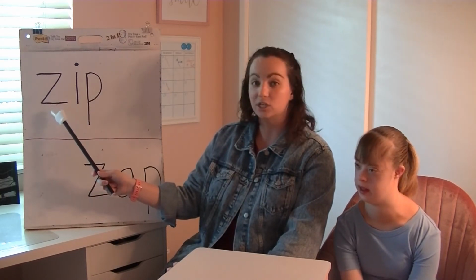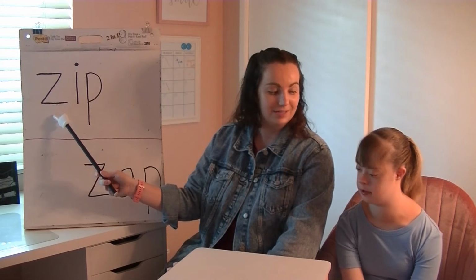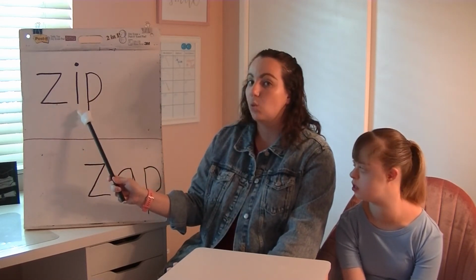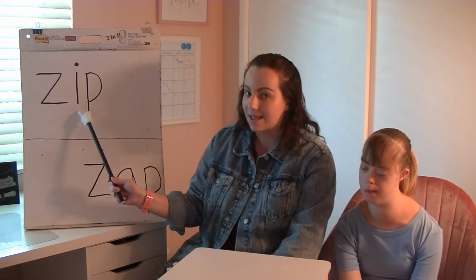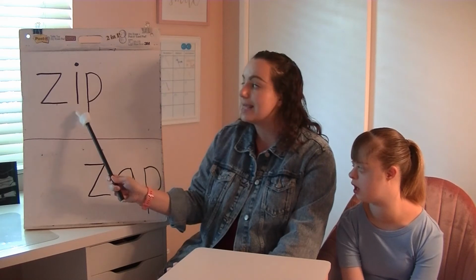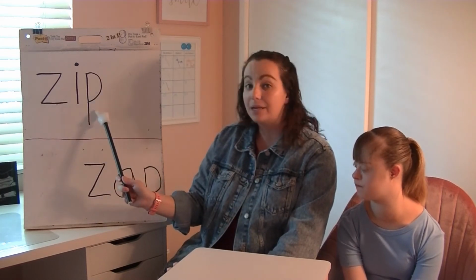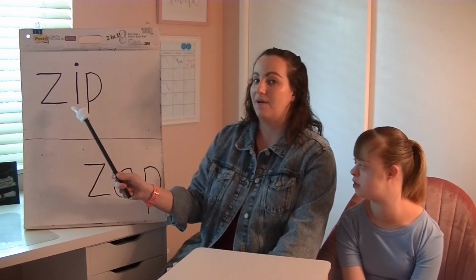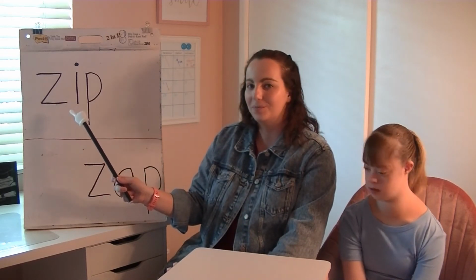Okay. Now let's go back and say each sound of these letters. Letter Z we just learned today makes what sound? Z. Letter I makes what sound? I. So far we have Z, I, and the letter P makes what sound? P. Good. So we have the sounds. Let's start blending or putting them together to read it.